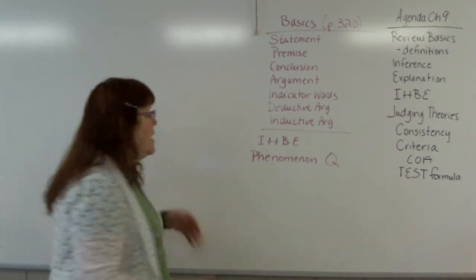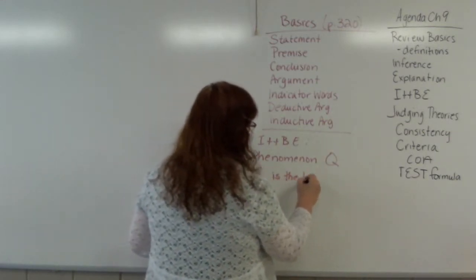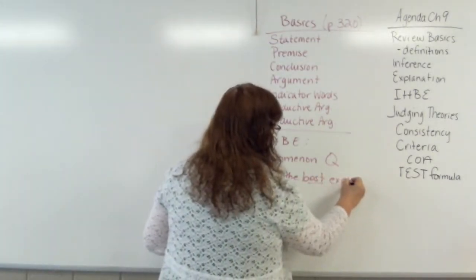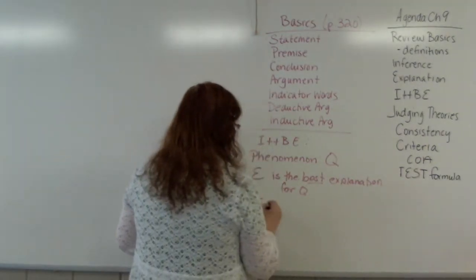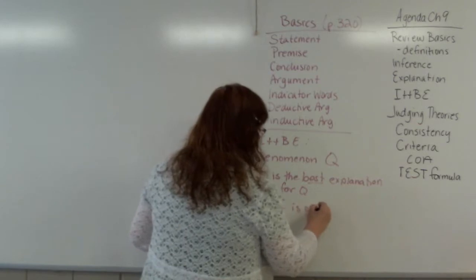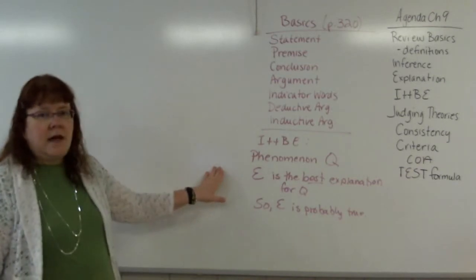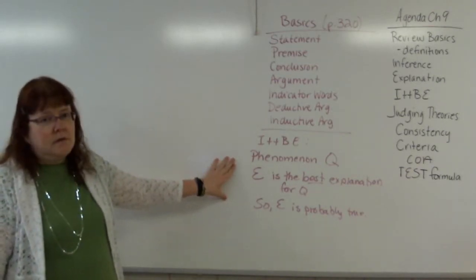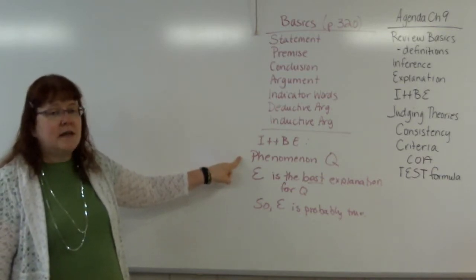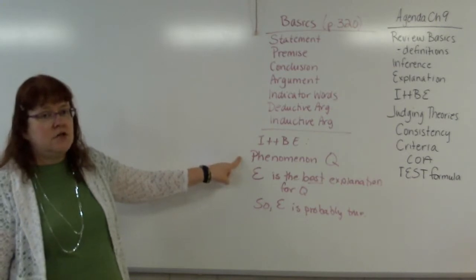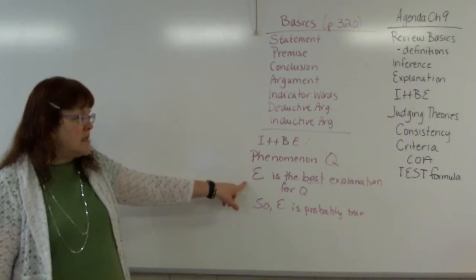That's my first premise. My second premise is this capital E explanation is the best explanation for Q. So E is probably true. And that's it. This is very deceptively simple. There are lots of things that go into deciding that phenomenon Q needs an explanation, has an explanation, should be explained. This explanation here, capital E, is the best explanation.